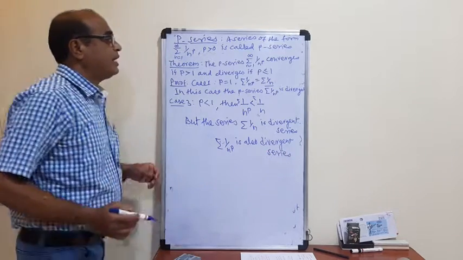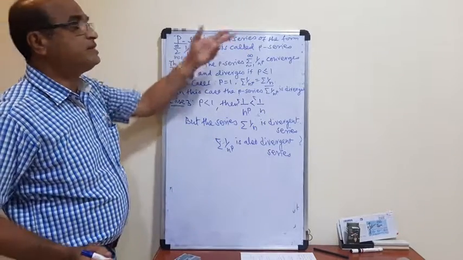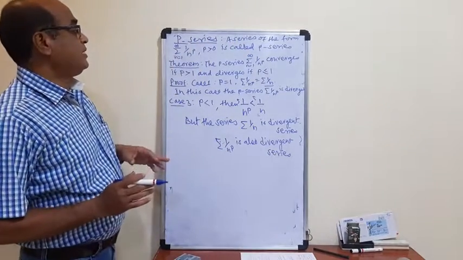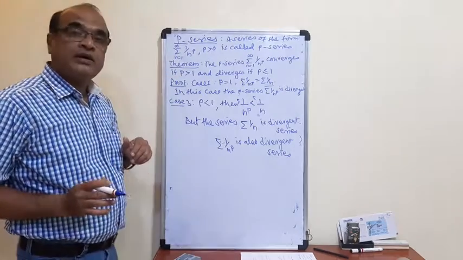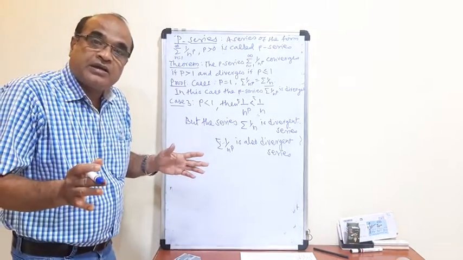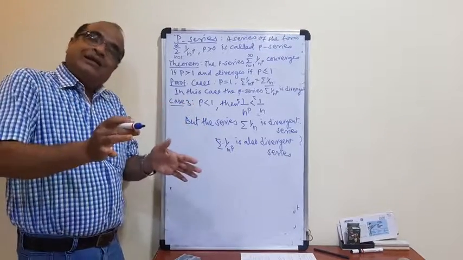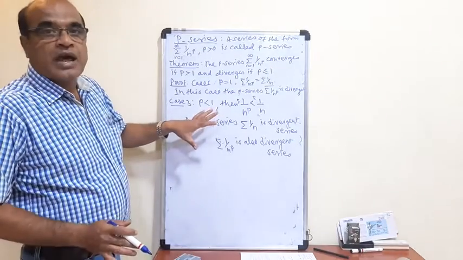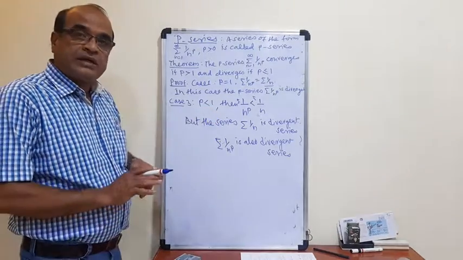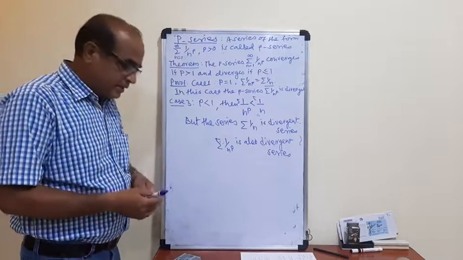So we prove here that the P series is convergent if P is greater than 1 and divergent if P is equal to 1 and P strictly less than 1. Hence we prove here and we stop here. We shall take examples in the next lecture. Thank you.